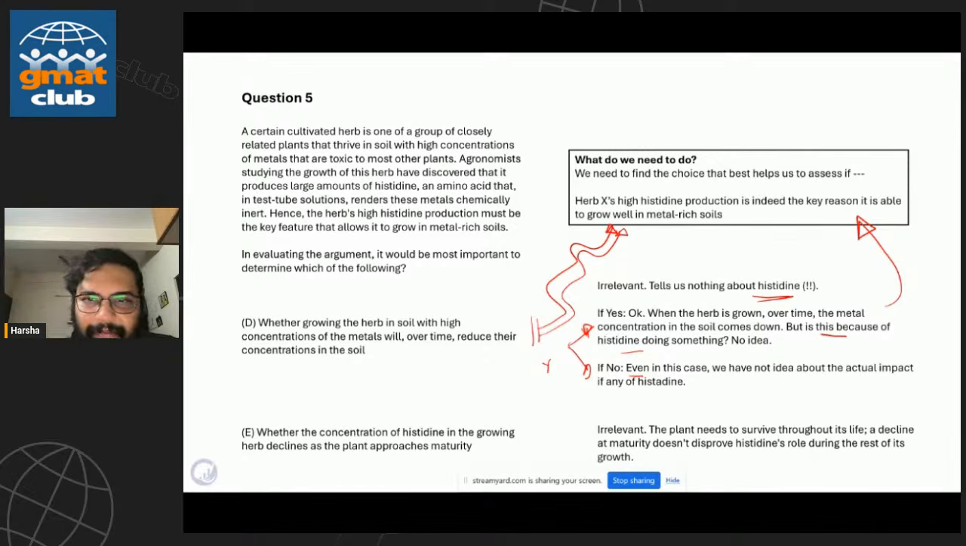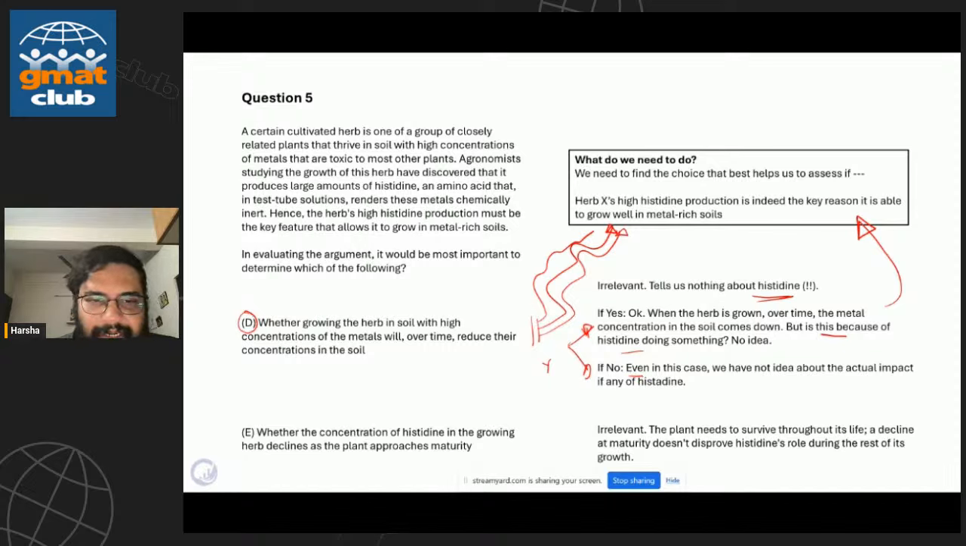So these are very clever choices. I think if I remember right, D is like the most popular incorrect choice for this. But again, being able to really connect it to what you're trying to do, does it really help you assess that exact thing you're trying to assess? That's where it's going to help you.